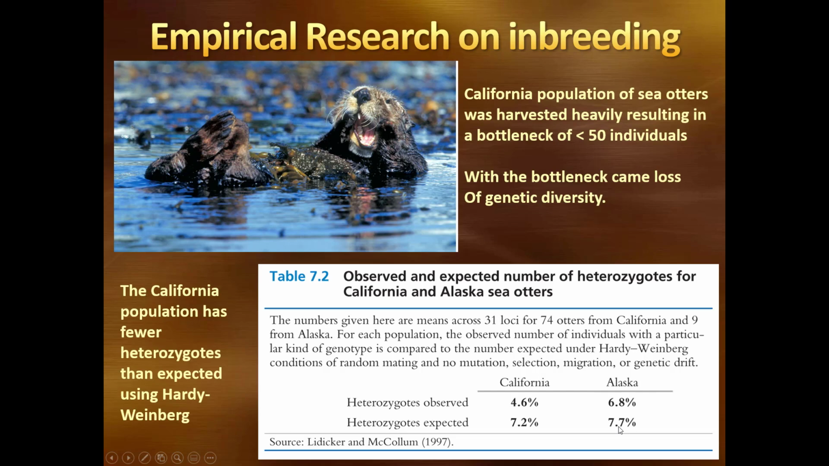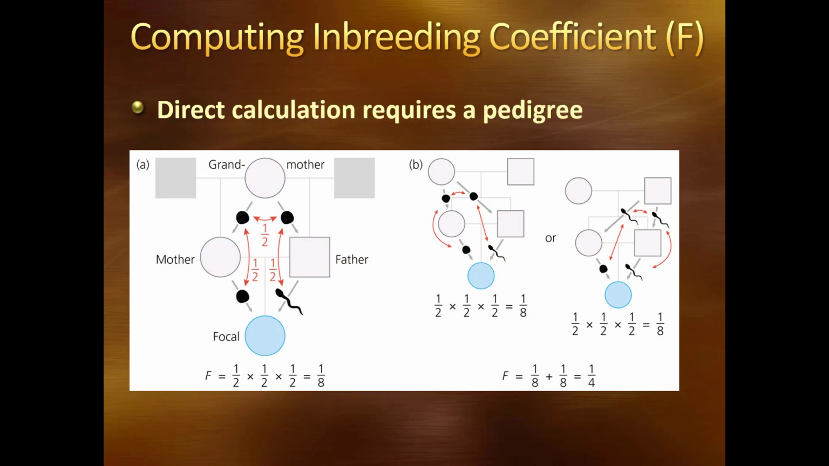In the Alaska population, it is still a little bit lower than what we would have expected, but not as low as we saw in the California population. That drop in population size essentially makes it so individuals are breeding with other individuals that are related to them, because that's what happens with small populations, and we're seeing that loss in heterozygosity that comes along with that.